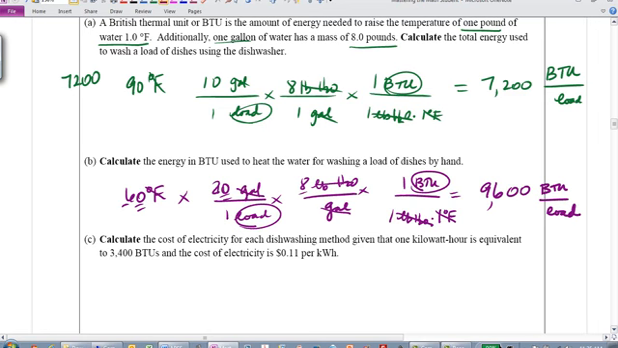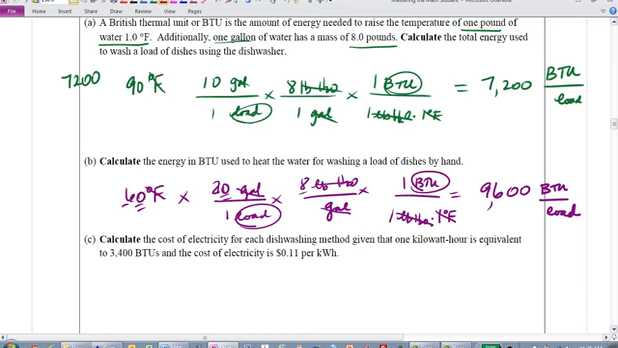So now what? Finally, in Part C, calculate the cost of electricity for each dishwashing method, given that 1 kilowatt hour is equivalent to 3,400 BTUs and the cost of electricity is 11 cents per kilowatt hour. You are going to have to reach for a calculator on this one. This is not as friendly a math as what we've had before.